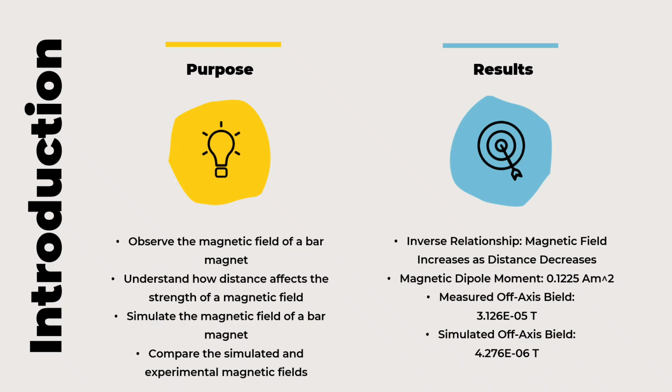The measured off-axis magnetic field was 3.126 times 10 to the negative 5 Tesla, while the simulated off-axis magnetic field was 4.276 times 10 to the negative 6 Tesla.